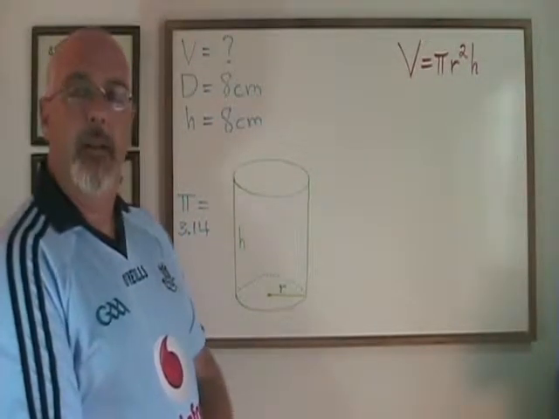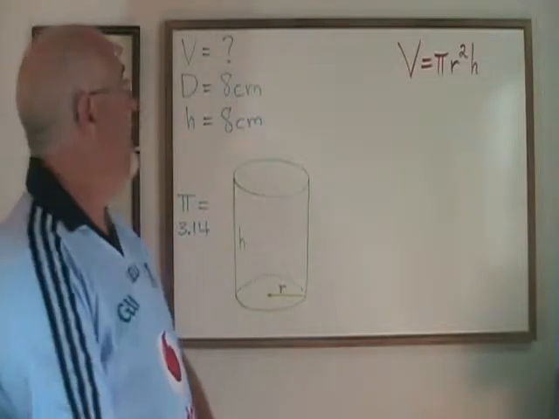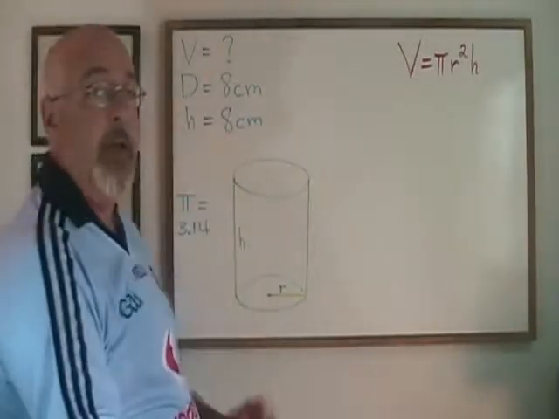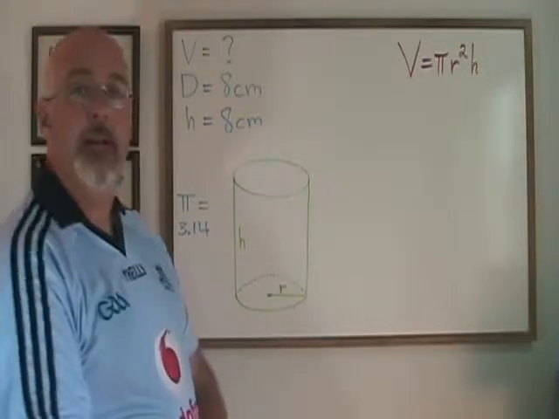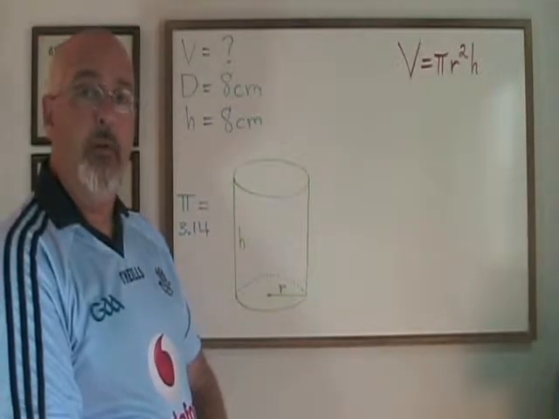This question gives us a couple of small extra steps. We are not given a radius, we are given a diameter, so we have to calculate our radius. And we are being asked this time to give our answer, the volume, in liters.